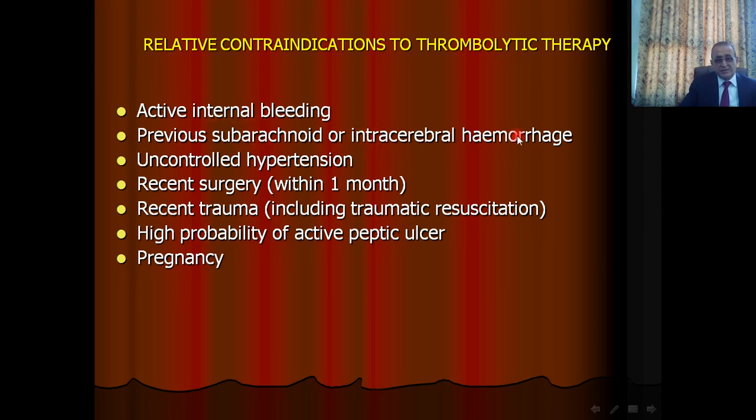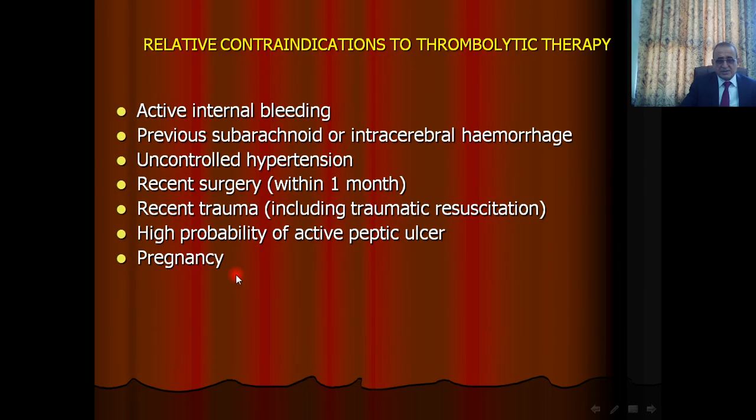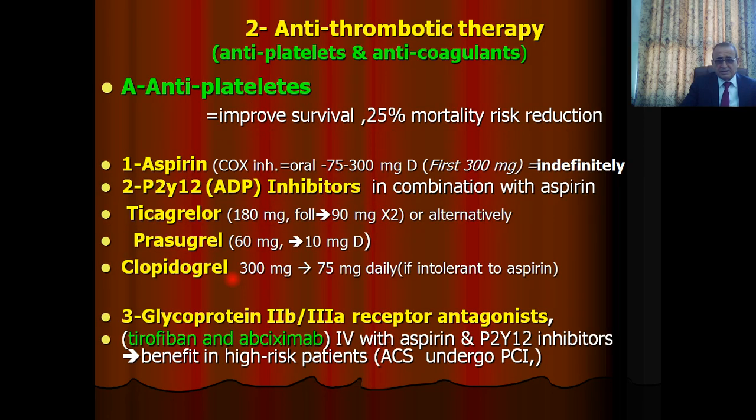Step 2. Step 1 was analgesic. Step 2 was reperfusion. Now step 3 is antithrombotic therapy. This will include antiplatelet and anticoagulant. I'll go a bit into detail on this. Antiplatelet, it will improve survival and decrease mortality by 5% risk reduction. The prototype is aspirin, cyclooxygenase inhibitor, given orally, 300 milligram, and it should be continued indefinitely.